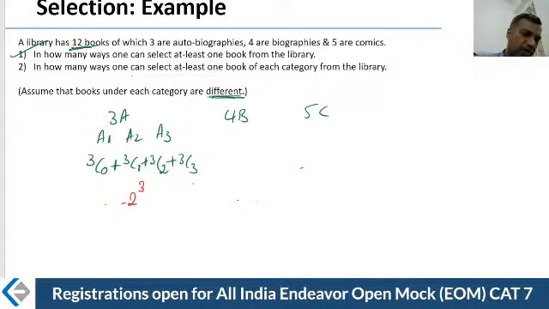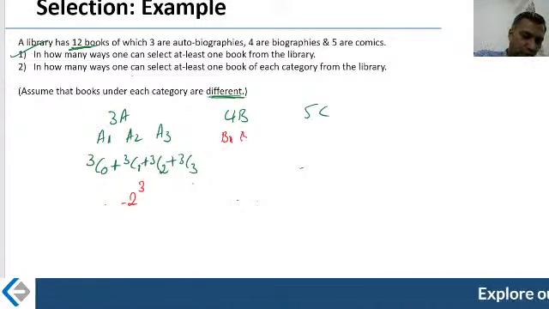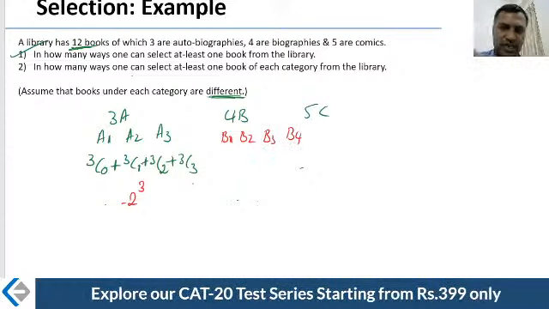2 power 3 is what? 8 decisions. Similarly, you can stand in front of the biography rack, or biographies, right? So there will be 4 books. There are 4 books on this rack: B1, B2, B3 and B4. There are 4 books kept on this rack.